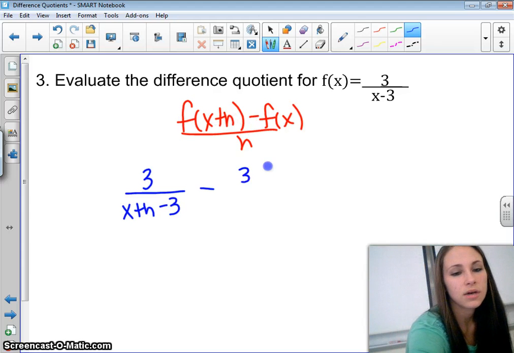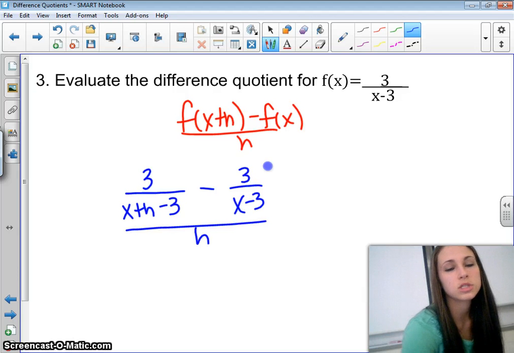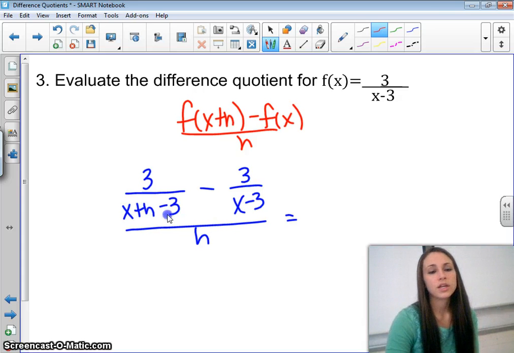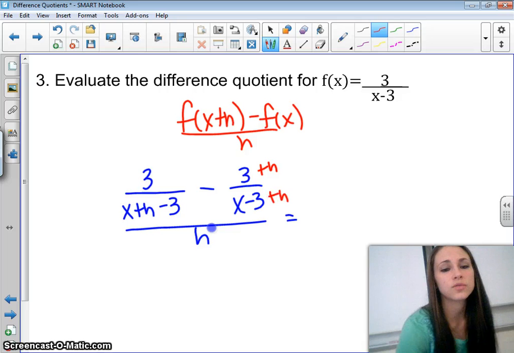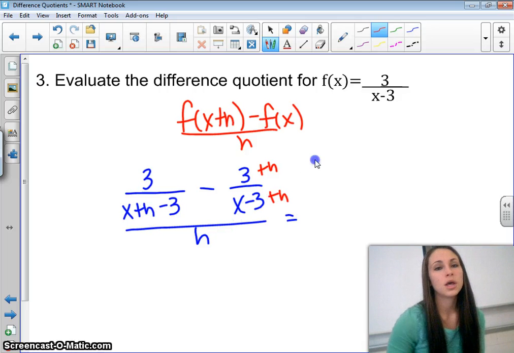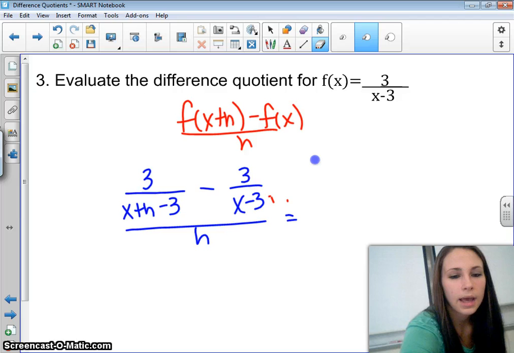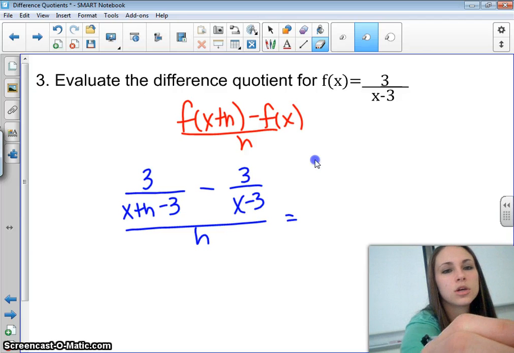Now, minus f of x is just going to be my original function, and then all of this is over h. So I'm going to go ahead and, right here, a lot of people think that they can just say plus h over here and have the same denominator. That's not going to work. You can't just add h to each side and keep the equality of the fraction.